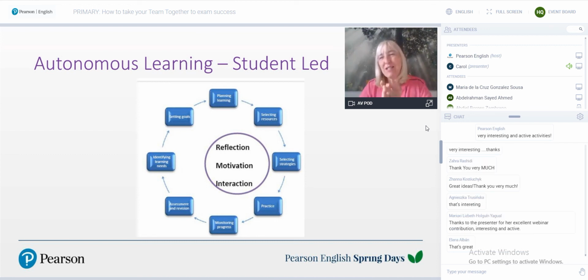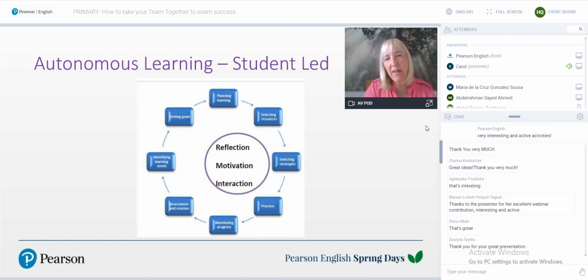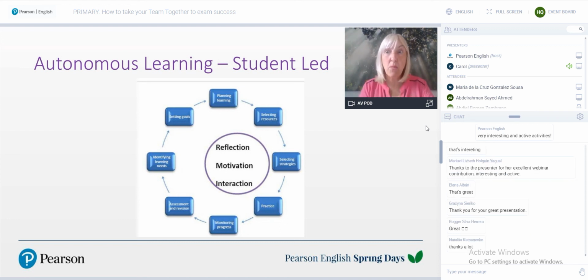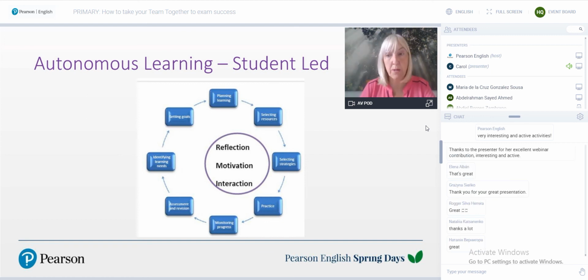So autonomous learning, why is this essential? I said that you might think what's on this slide is really hard for young learners, but it's not. Young learners can plan their own study for exams. They can look at what they know and review it. They can find out what they think they need to know and ask you. So this is just something which can expand and get more developed as students get older.